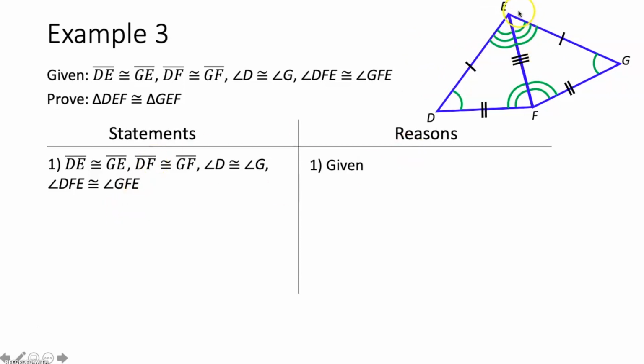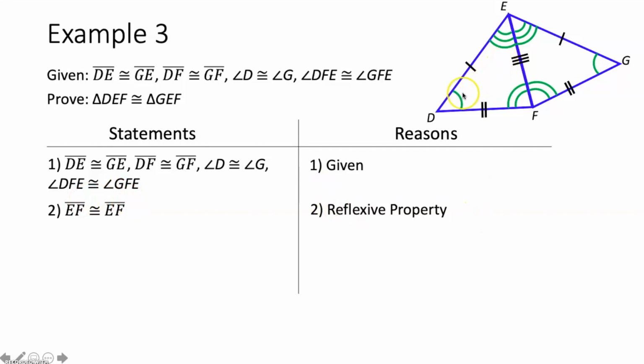First, we said we wanted to talk about this side length. Segment EF is shared by both triangles. Therefore, you can say segment EF is congruent to segment EF. And that is the reflexive property. Anytime something is congruent to itself or equal to itself, that's the reflexive property.